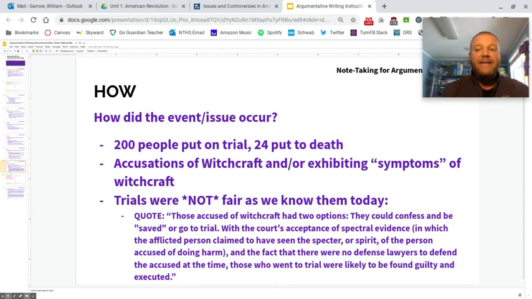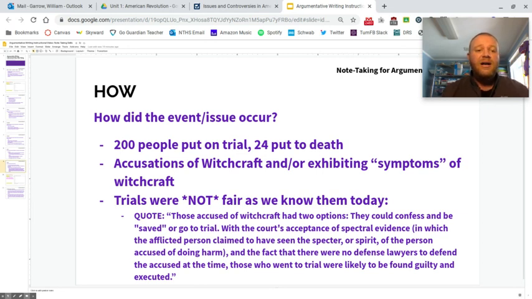And back then, the court system accepted evidence that was kind of crazy, right? Like I could have claimed that so-and-so is a witch and I saw them visit me in a dream at night with their evil spirit and put a hex on me or something. And that would be accepted as legitimate evidence. There were also no defense lawyers. So if you get arrested for witchcraft, you don't have anybody defending you. It's just you. And so if you ended up choosing to go to trial to try to clear your name, it was pretty likely that you were going to be found guilty and executed.